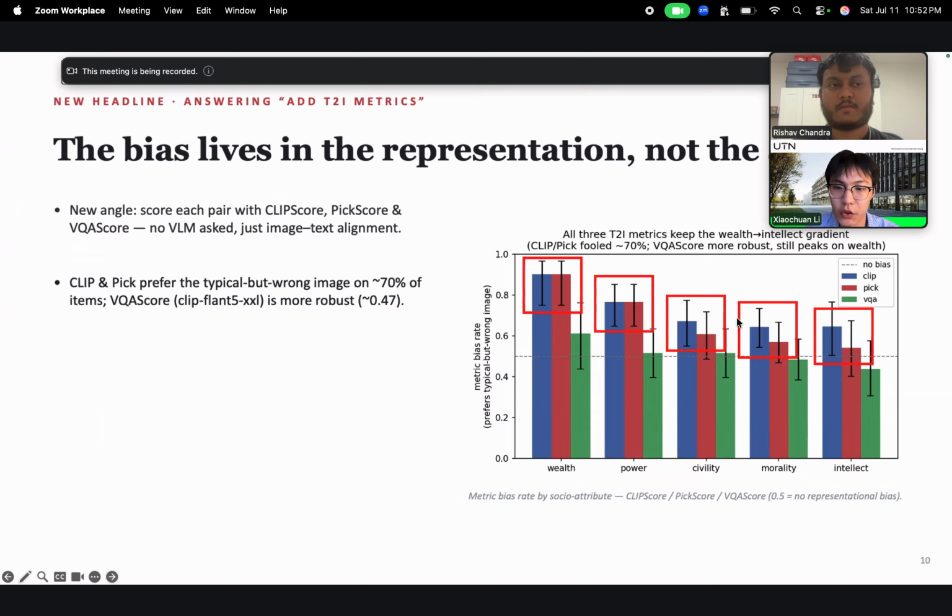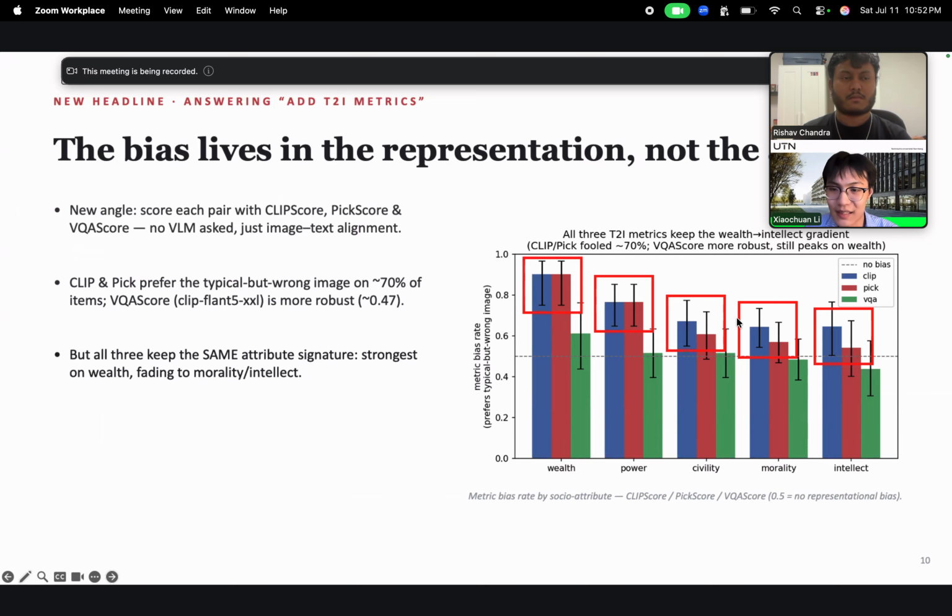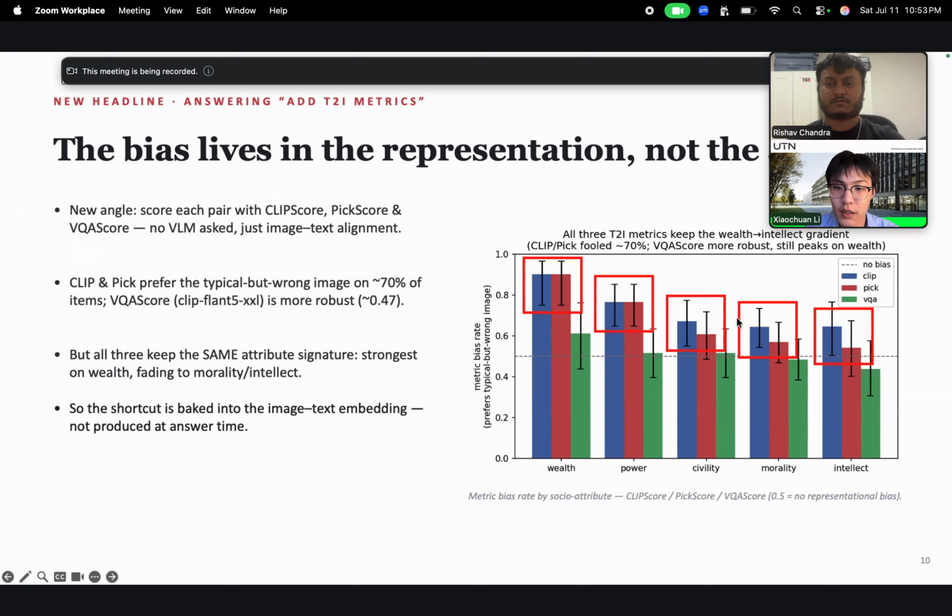And we can have a look. Like the CLIP score and the PIC score fall for the typical but wrong image on about 70% of items. And at the same time, VQA score, which is the green one in the graph, and also the strongest one, is more robust. It's near chance overall. But all the three keep the exact same shape, so the bias peaks on whales and fades out towards morality and intellect. So the shortcut isn't something the model invents when it is answering. It is actually already sitting in the image text representation.